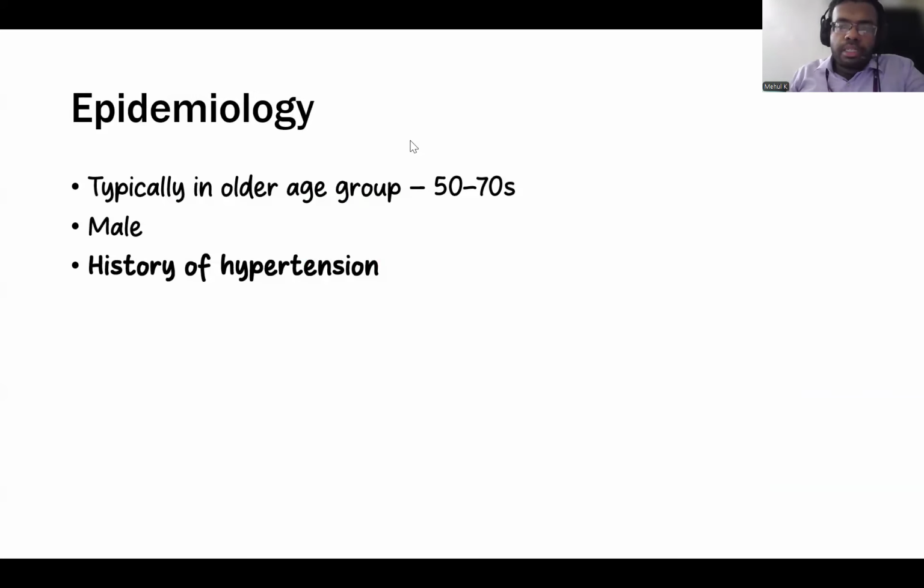So epidemiology, very simply, it tends to happen more in the older age groups, once you get damage to the walls of the aorta due to long-standing hypertension, which is the main risk factor. It's more common in males, in ratios of around 2:1.